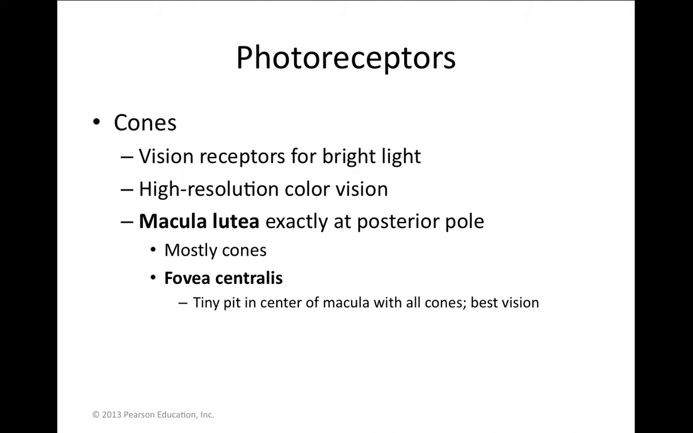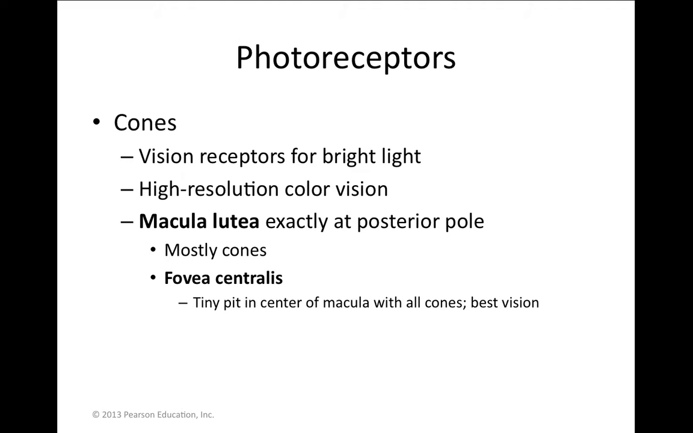So these vision receptors are for bright light. So this gives you your high resolution or your HD color vision. So that's your 4K TV. It's got everything that you want. You can see the most detailed aspects, and they're going to be found mostly in the macula lutea, which is exactly at the posterior pole. That is going to be where you have your fovea centralis.